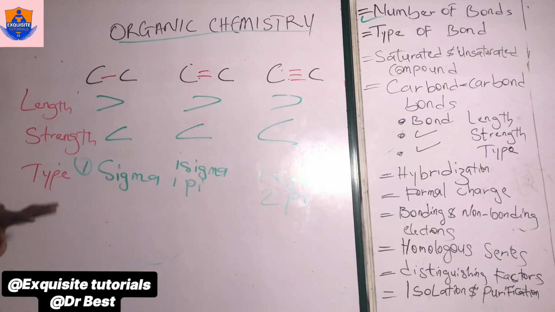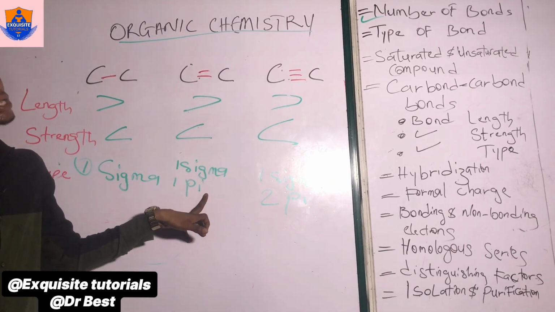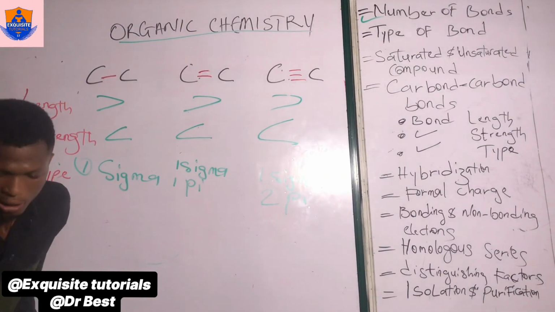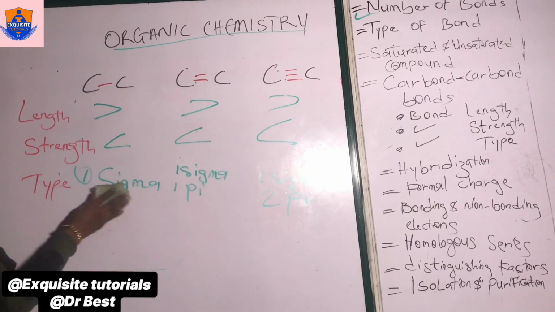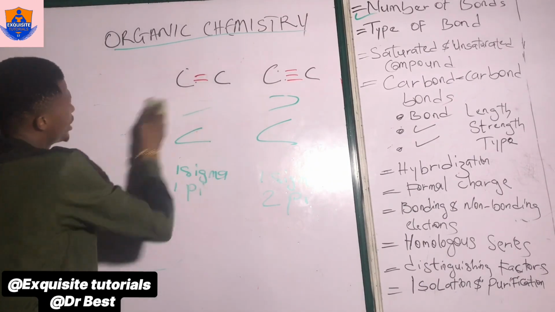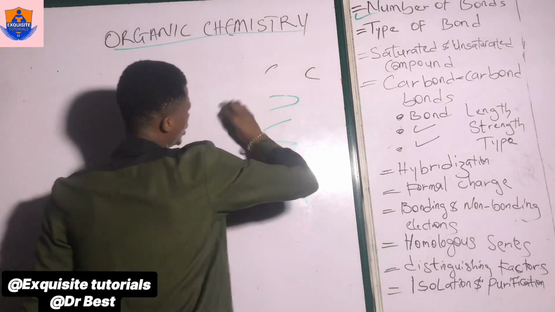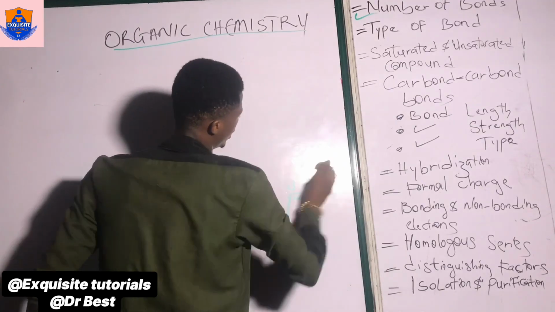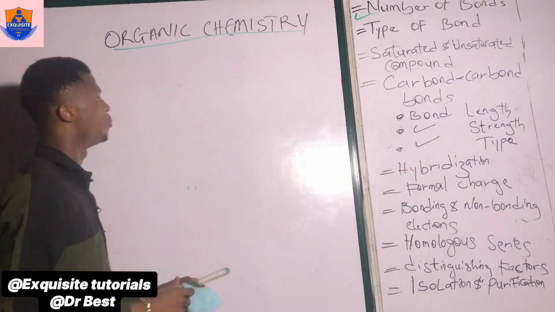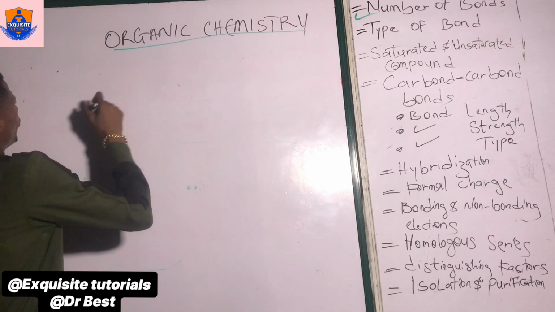A single bond contains just a sigma bond. A double bond contains one sigma and one pi bond. A triple bond contains one sigma and two pi bonds. Now let's take a question from here, from bond type. Let me give you a certain compound, and I will ask you to tell me how many sigma and how many pi bonds are present in this compound. Let's look at this compound.